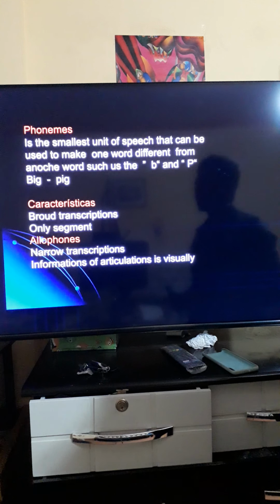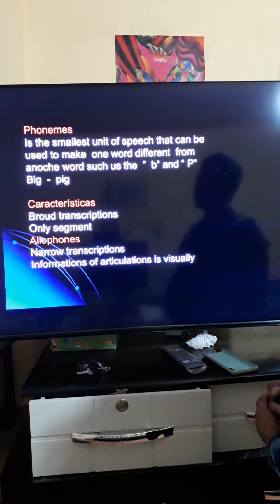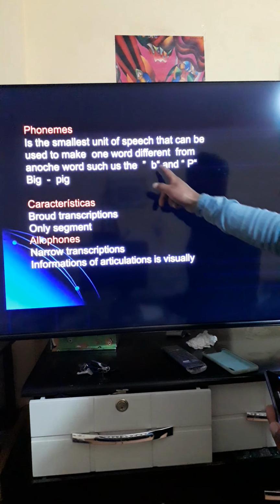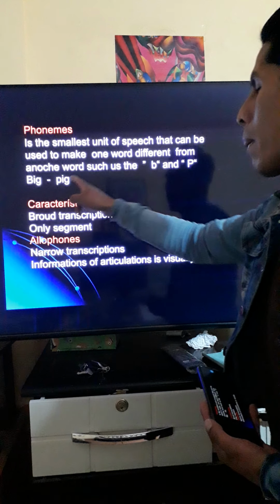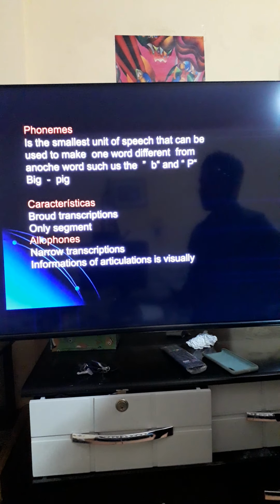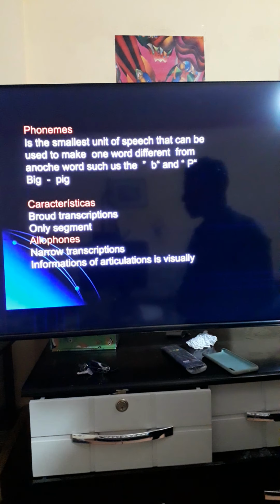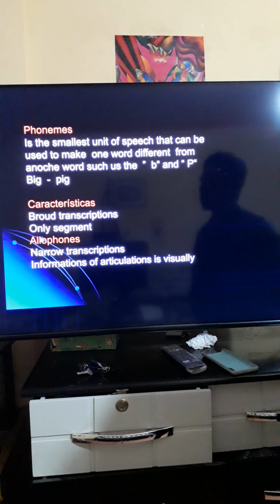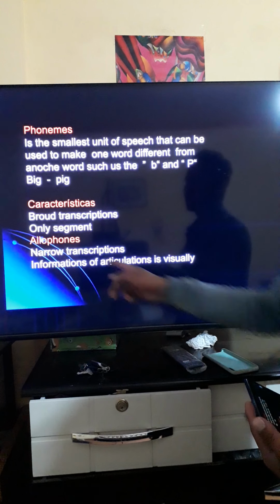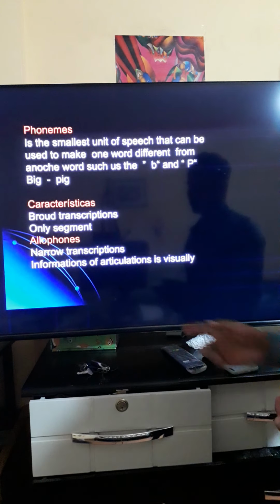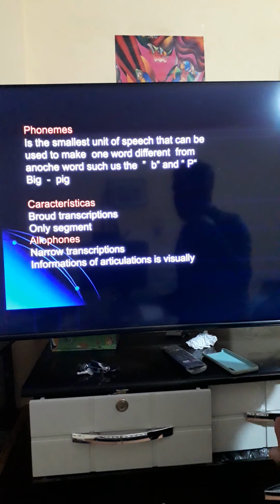Phonemes. A phoneme is the smallest unit of speech that we can use to make one word different from another word, such as the letter P and the letter B. For example, we have the words big and peak. What's the characteristic of phonemes? Broad transcriptions, only segments. That's the characteristic of phonemes. And what about the allophones? With allophones, we see narrow transcriptions. Information of articulation is visual.